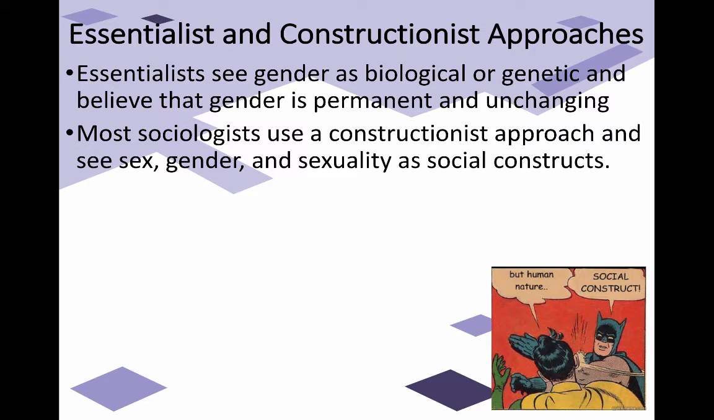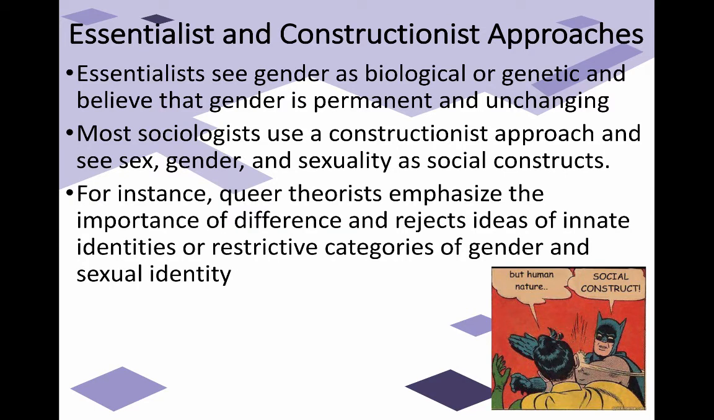So, essentialists are generally non-sociologists, obviously. They often are in fields like medicine, theology, biology, but sometimes sociologists in certain subfields like sociobiology adhere to this principle, but most sociologists use a constructionist approach, meaning that they see sex, gender, and sexuality as social constructs. Constructionists believe that gender is created or constructed through our interactions with each other in society. And so in the US, we tend to classify people as being male or female, but other societies have different classification systems, some of which are mentioned specifically in your textbook in Chapter 9, right? And people are treated differently based on the norms associated with that system.